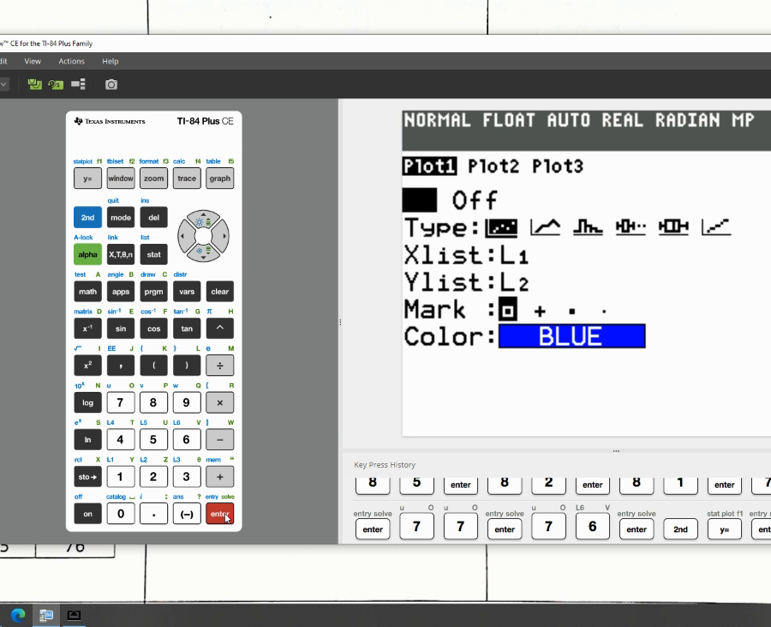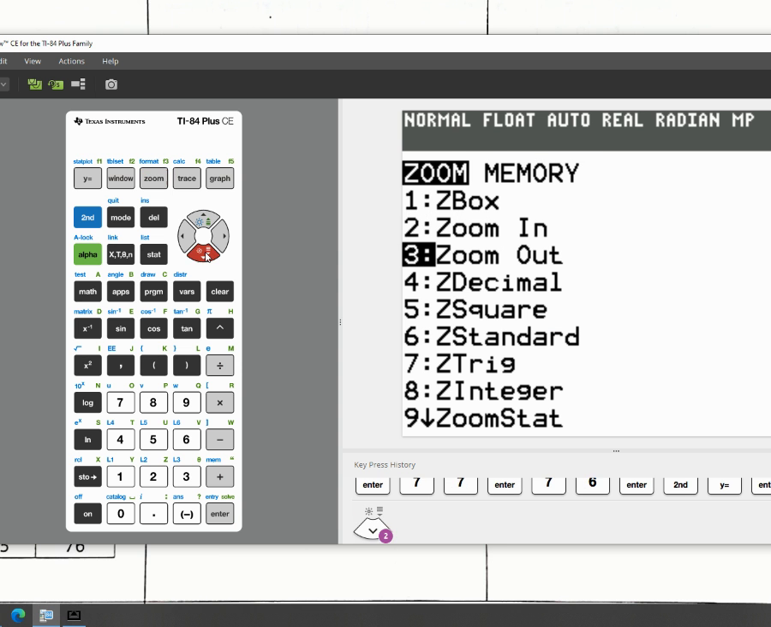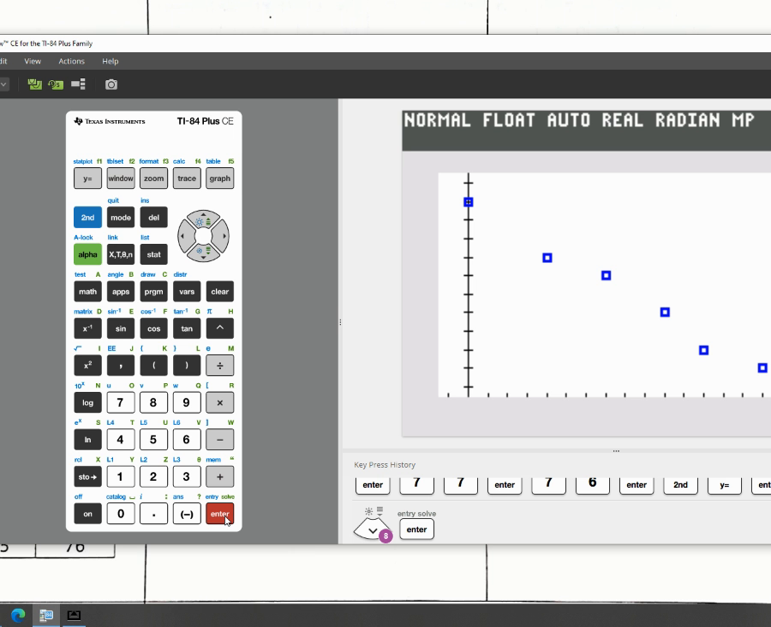Now, the last thing we're going to do to actually see our data is we're not going to push graph. When we're dealing with different data, remember, graph is just going to show you 10 to the left, 10 to the right, 10 up, and 10 down. We want to zoom in on our stat plot. So instead of pushing graph, push zoom. Scroll down to number 9, which says, zoom in on your stats. ZoomStat. Push enter on that, and boom, there it is.